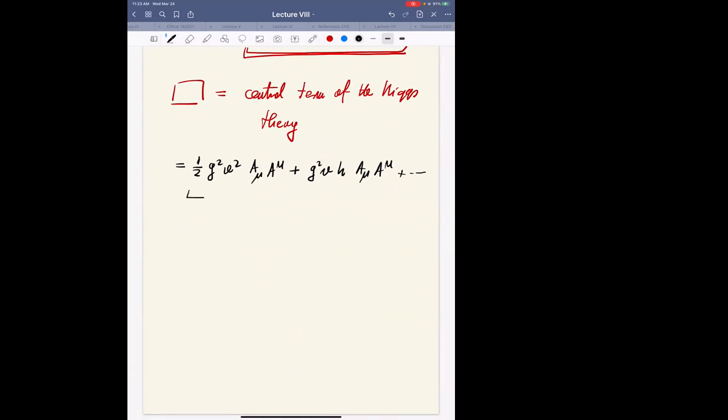What is this? Mass term. Right, we got it. This is the celebrated Higgs mechanism. We have generated a mass term for A. M_A is gv. This is what I promised to you.